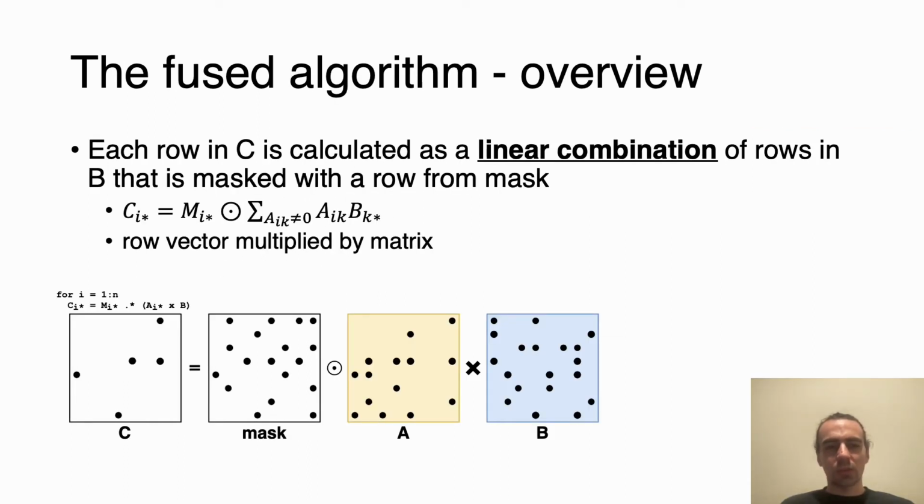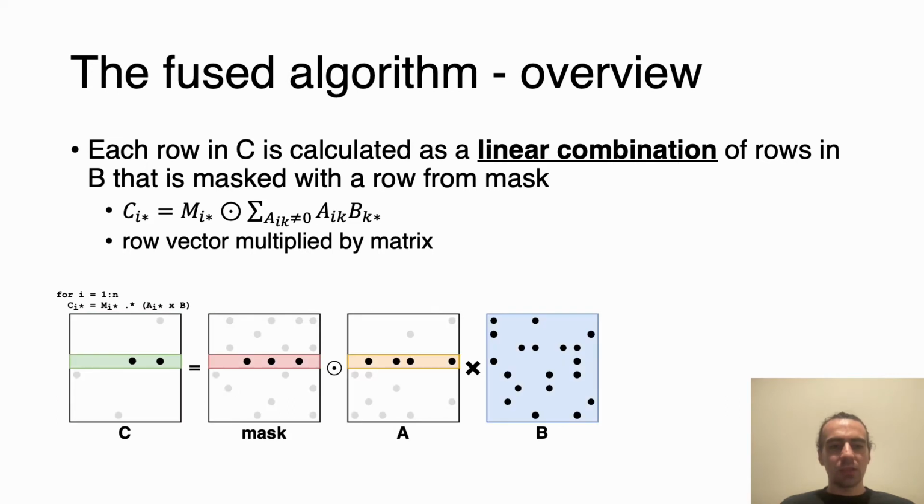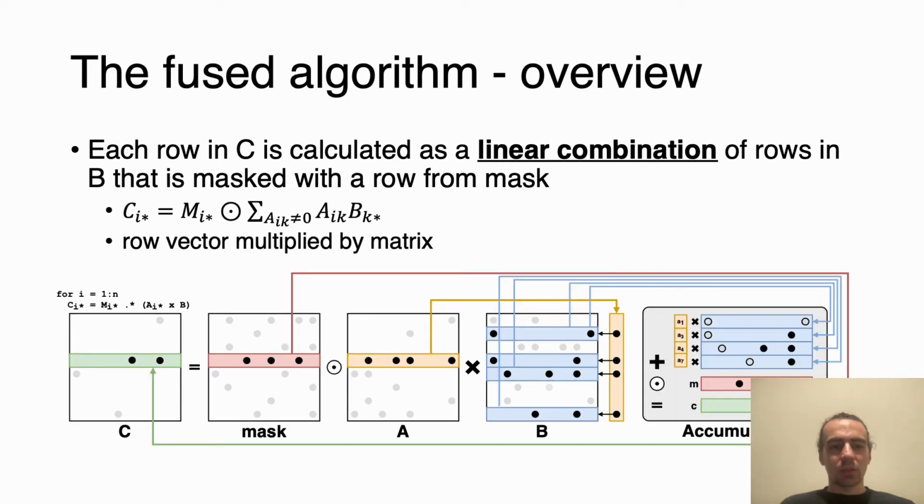Here I will show you the overview of all four algorithms. Each row in C is calculated as a linear combination of rows in B that is later masked with a row from the mask. So in this example, if you want to multiply matrices A and B and mask them with the mask to get final matrix C, we will need a single row from the mask, a single row from A, and multiple rows from B that are selected using the current row from A. After we create all these operations, we will use a data structure called Accumulator to generate the final output row C.